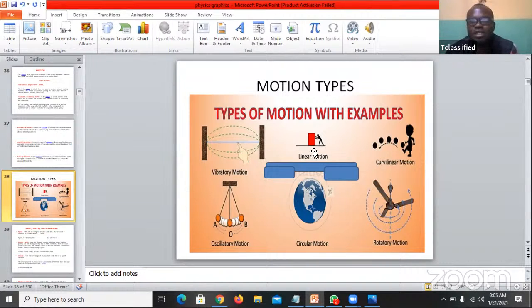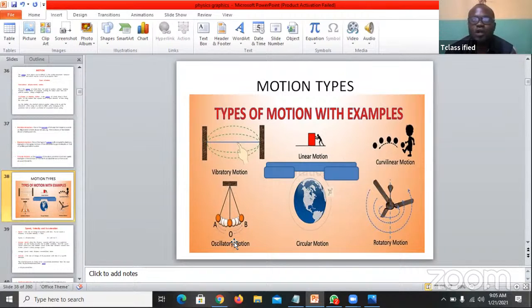Okay, we have what we call linear motion, motion from point A to point B. You can see how this man is pushing this block from one point to the other. So motion in a straight line is called linear motion. Then we have what we call curvilinear motion: motion from point A to point B, but in a curved path.